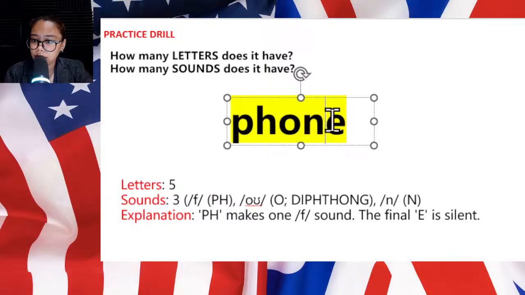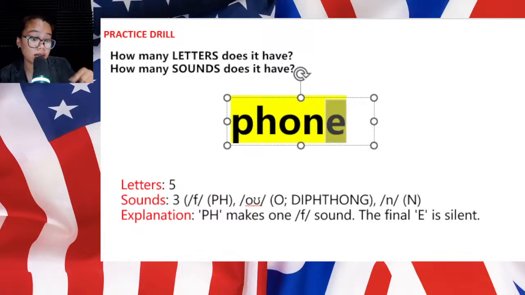How about the letter E? Why is it not part of the sound? Because again, what is the pronunciation of the word? That is phone. It's not phony. If we said phony, then that is where the letter E sound is counted. But the pronunciation of the word is phone. So it's not counted. What do we mean by this?